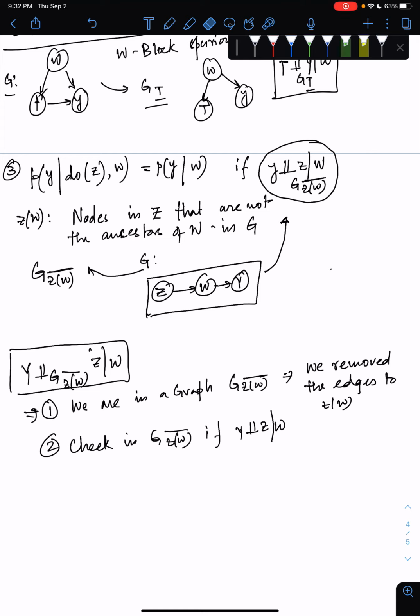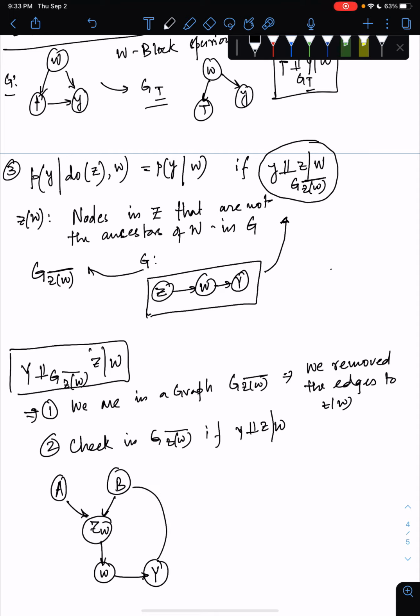So okay, now let's see why Z_W shouldn't be an ancestor of W. In other words, why Z_W shouldn't come before my W. So let's have a graph like this, A, B, and this graph I'm taking from Brady Neal's example, and I have this, and I have this, and I have this.